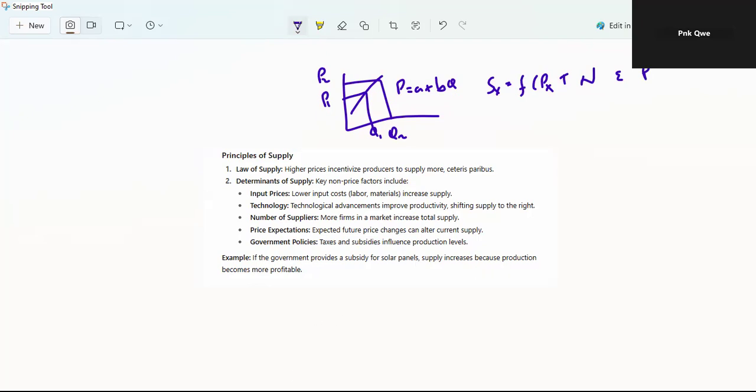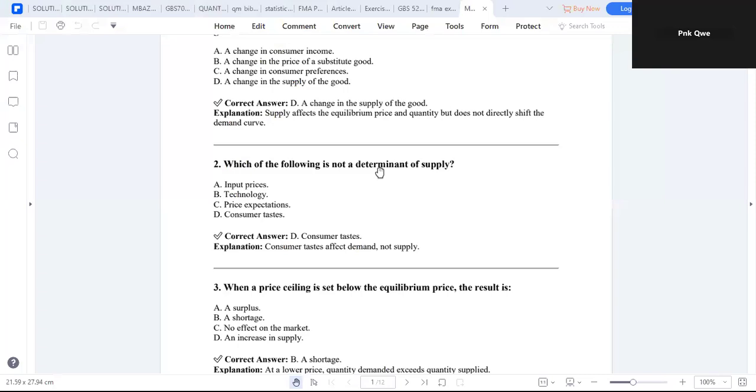Production of more. So now we go to our question in this regard. What is our question asking for? Which one of the following is not a determinant of supply? Is it price of input, technology, expectation, or consumer taste?